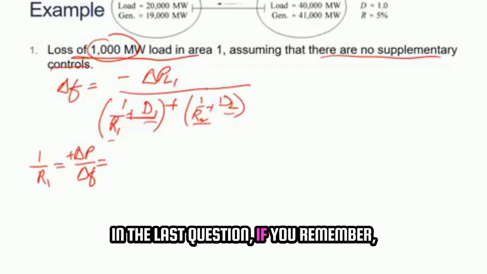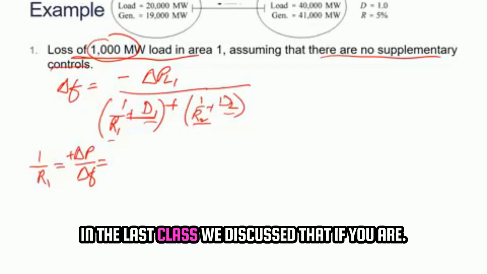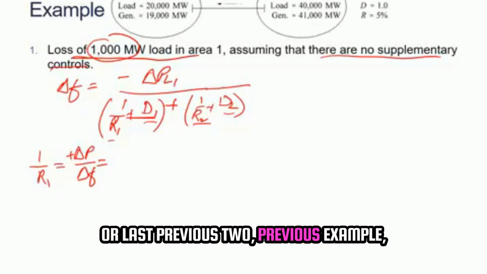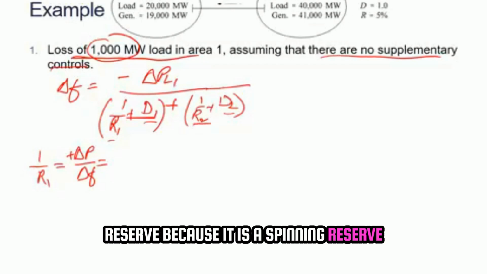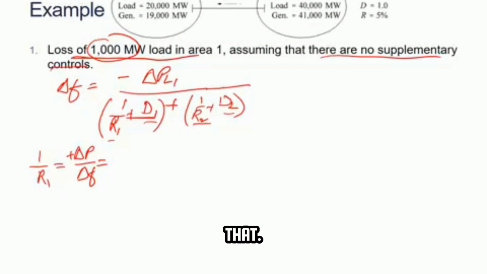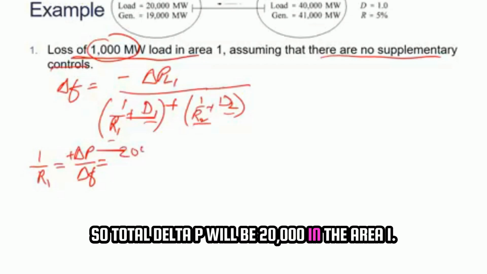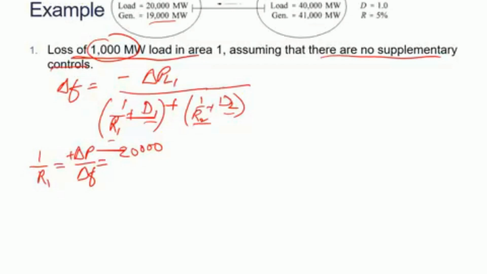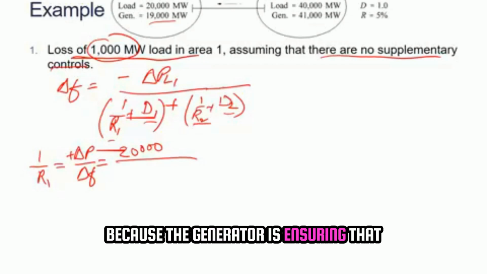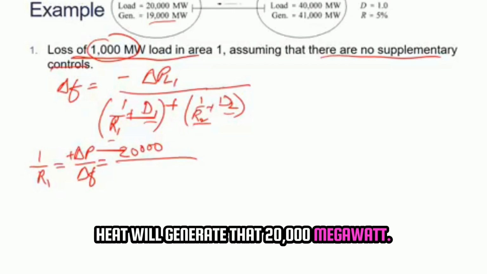In the previous example, in the last class, we discussed that if there is some reserve, we also include the effect of the reserve, because it is a spinning reserve and we have to include its effect. So total delta P will be 20,000 in area 1, because 19,000 was the generation and 1,000 was the spinning reserve. Do you remember that?